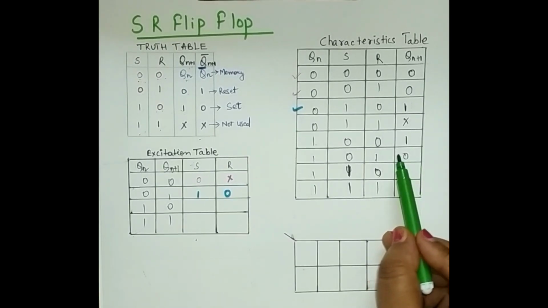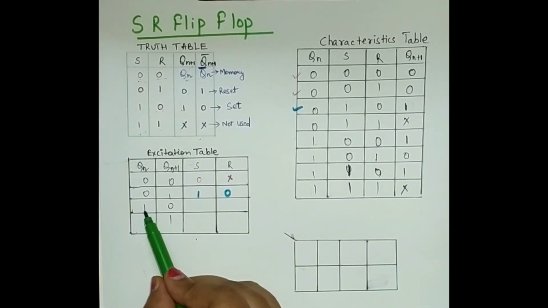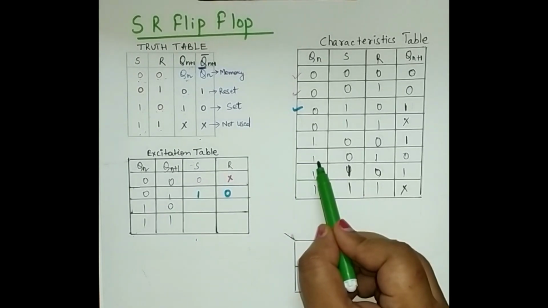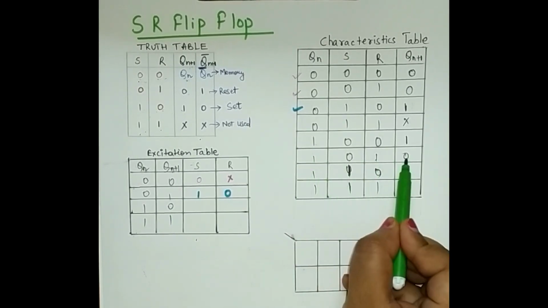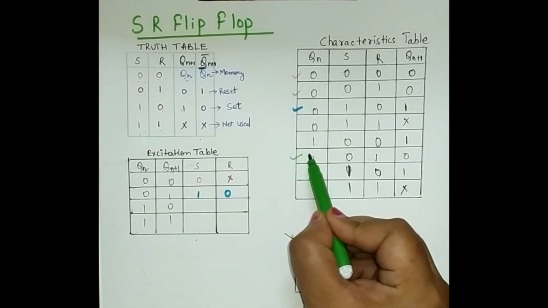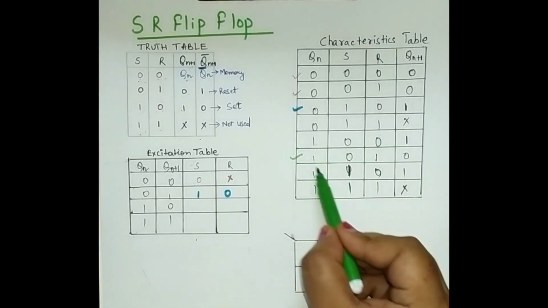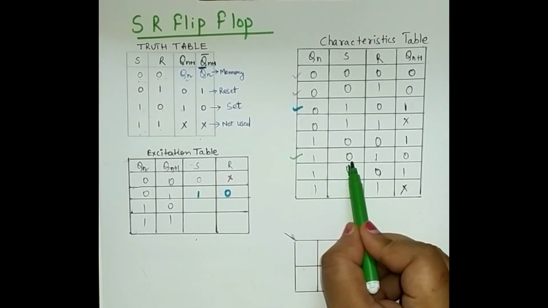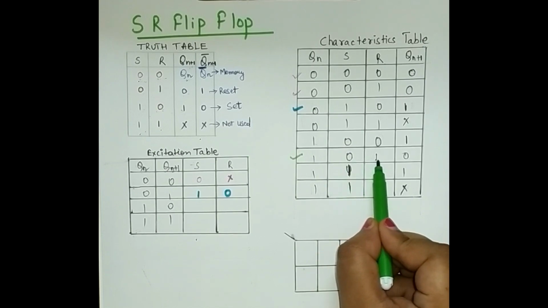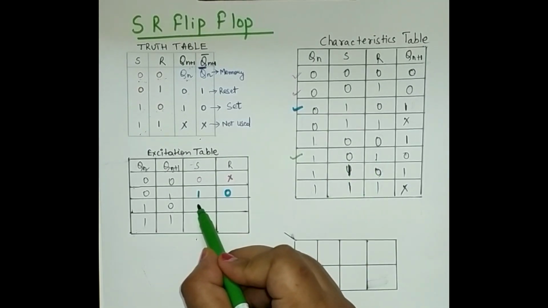So again, when the Qn value is 1 and Qn plus 1 is 0, so 1, 0 I am getting over here. Okay, so I'll put a tick mark over here, and we are not getting any other place. So what is the value of S? It is 0 and it is 1. So okay, so I will simply write here 0 and 1.